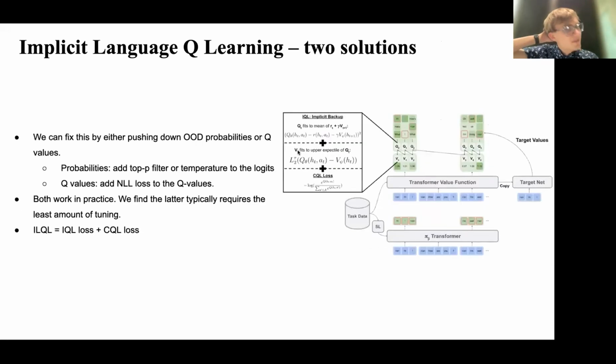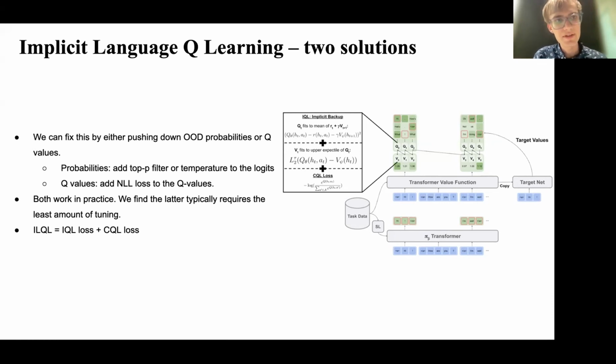And there's sort of two ways we can approach fixing this. One is we can push down the probabilities of these out of distribution actions, or we can push down the Q values at these actions. So in the first case, with the probabilities, we can do this with standard language model tools like top P filtering, or tuning a temperature on the logits, which pushes down these low probability actions. And this sort of works.